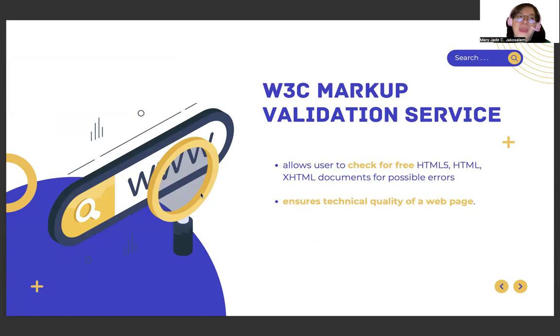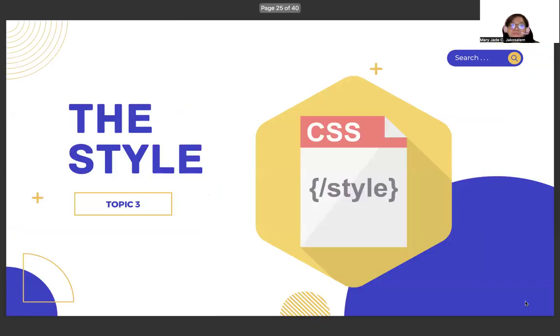So for HTML, we commonly use the W3C markup validation service, where W3C actually stands for World Wide Web Consortium. This tool, the W3C markup validation service, allows users to check HTML5, HTML, and XHTML documents for free for possible errors. This will help us ensure the technical quality of our web page. Again, this is an example of a validation service.